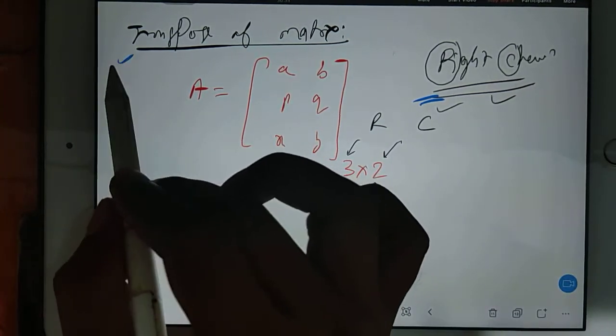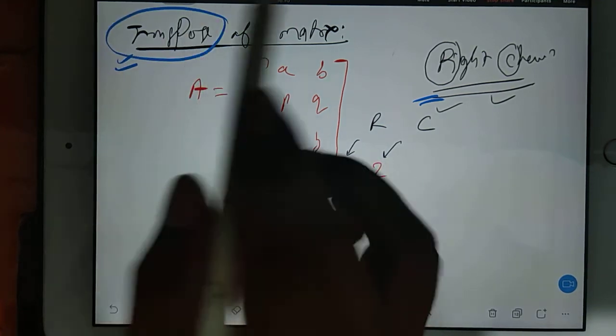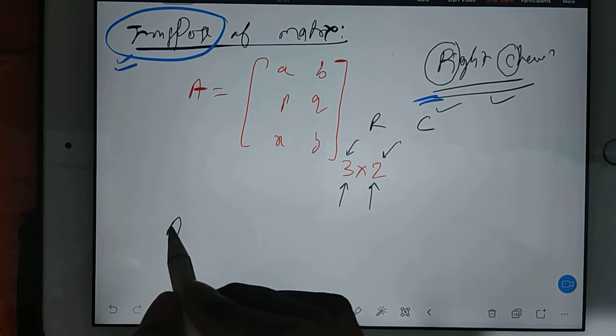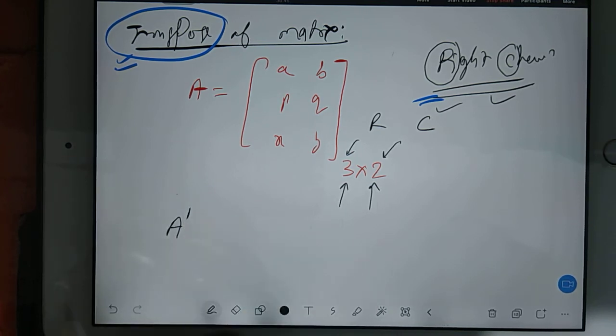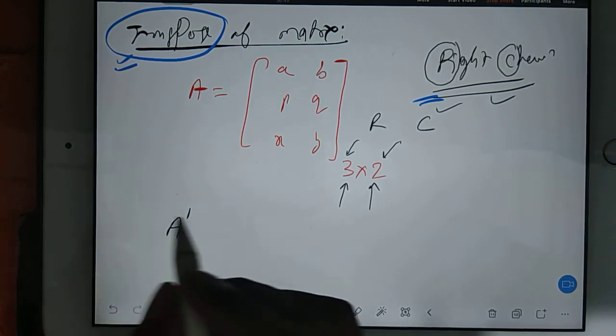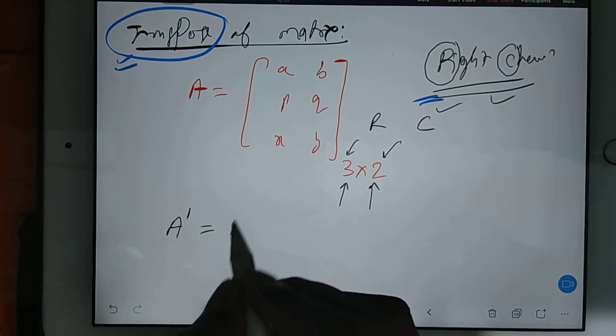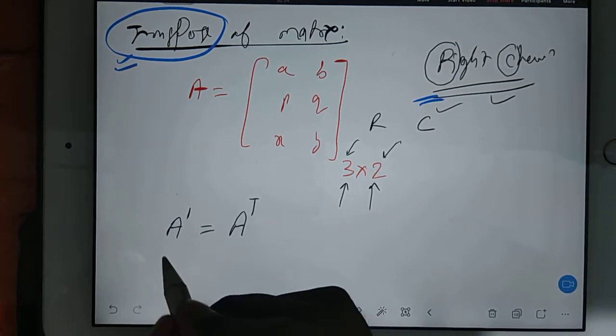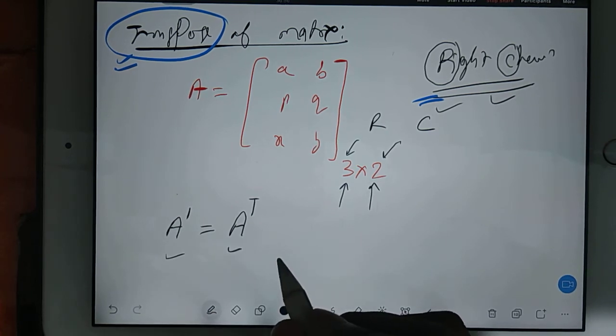So what is the meaning of transpose? Transpose of matrix. So symbol is, I will write here A and put here dash. This is one type of notation. Or I will put here A and I'll put power T. So these two symbols are possible to show transpose.